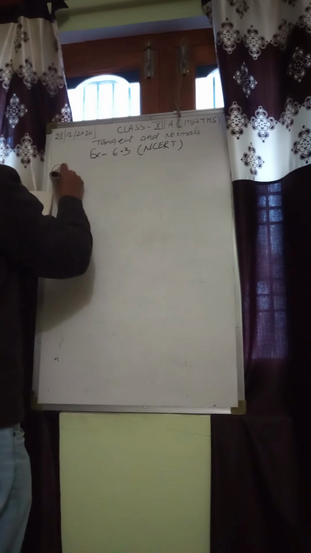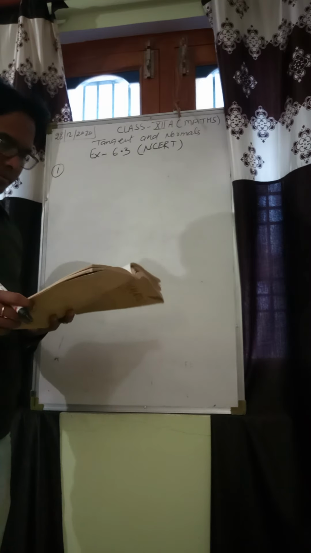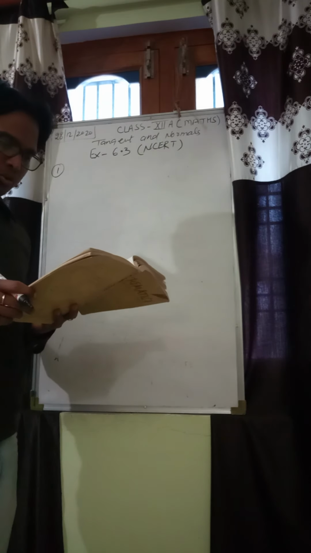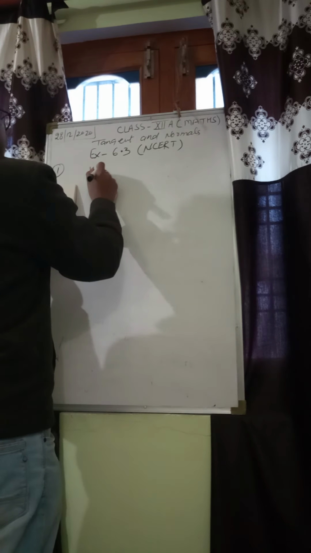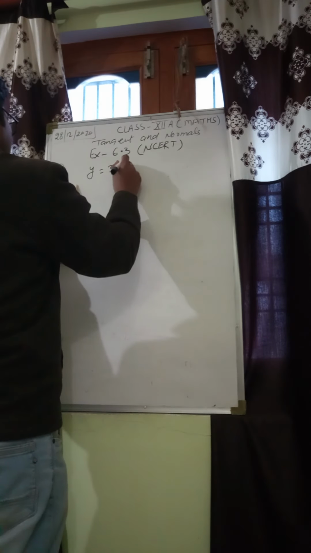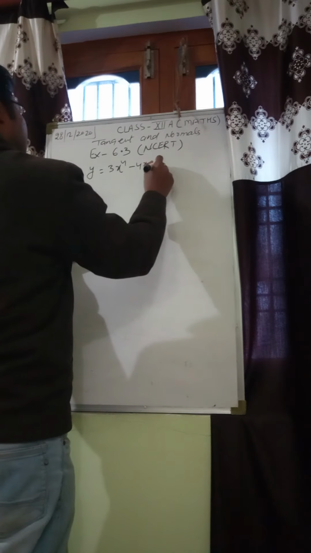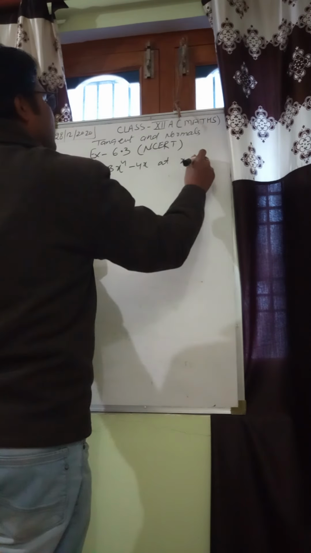Question number first. Find the slope of tangent to the curve y is equal to 3x to the power 4 minus 4x at x is equal to 4.